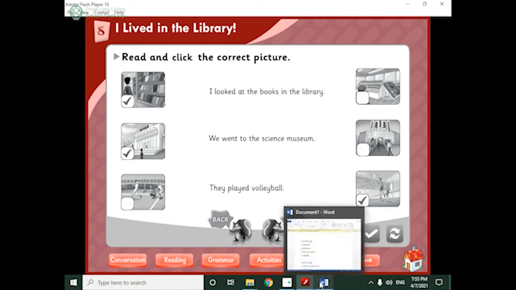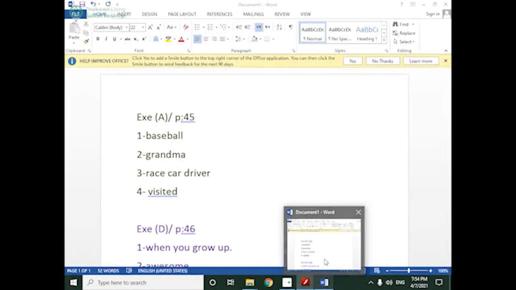Exercise D says put the expression or sentence into the correct place in the paragraph. We have a paragraph. There are 4 blanks in this paragraph: 1, 2, 3, 4. We have 4 expressions, and these expressions were mentioned in the conversation. The first expression is I sure do. The second is when you grow up. The third is I know what you mean. And the fourth is awesome. I explained all the meanings of these expressions, so let's do the exercise.